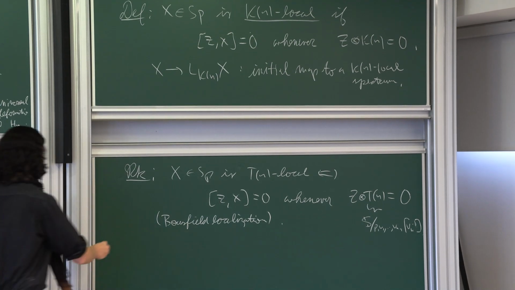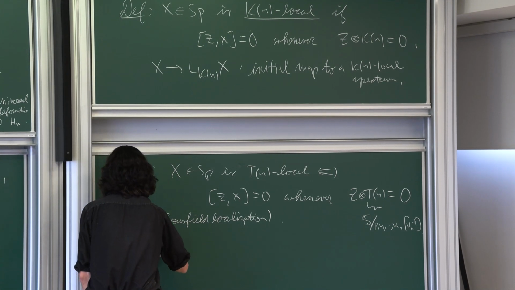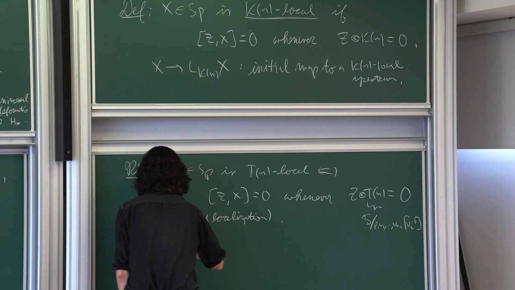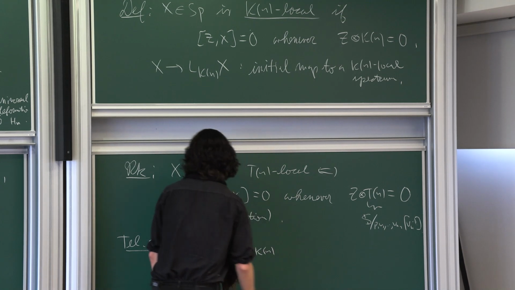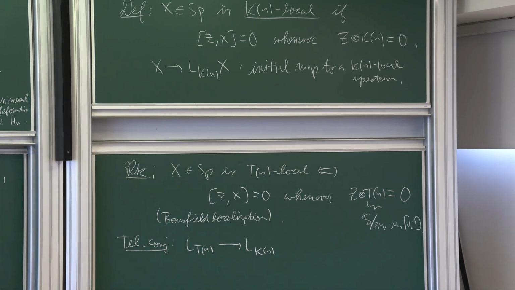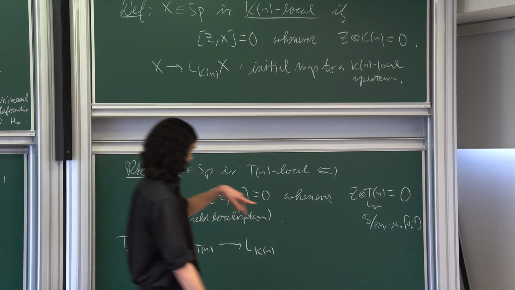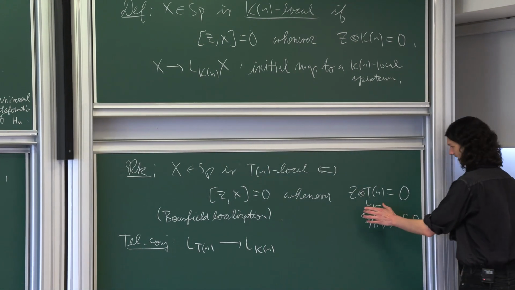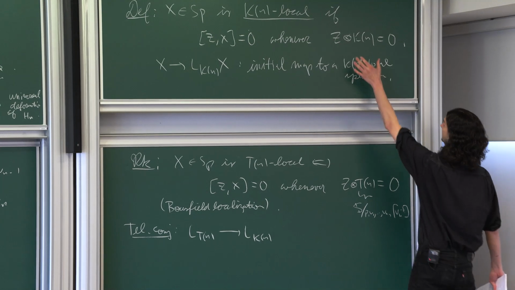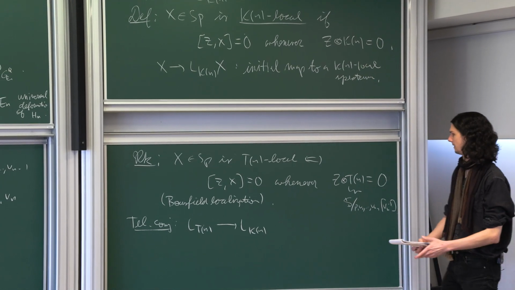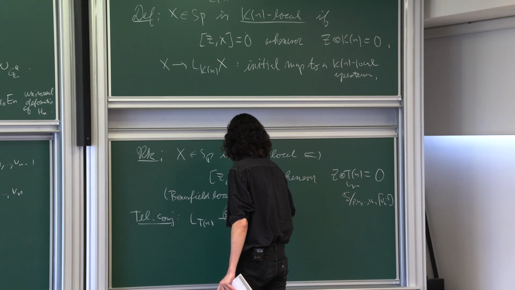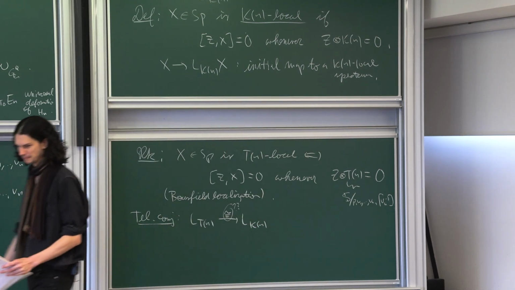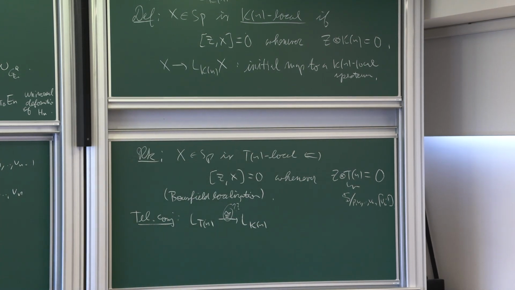Okay, and the telescope conjecture can be reformulated as saying, well, there's a natural map from Tn localization to Kn localization. In other words, if this condition is satisfied, then this condition is satisfied. And the telescope conjecture is the question of whether this map is an isomorphism. So whether these two localization functors agree.